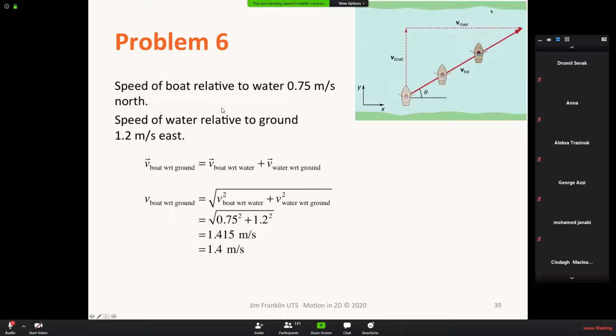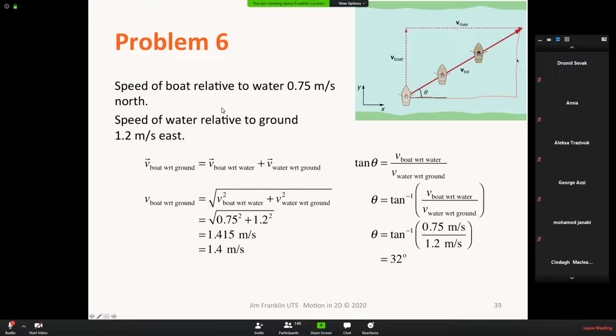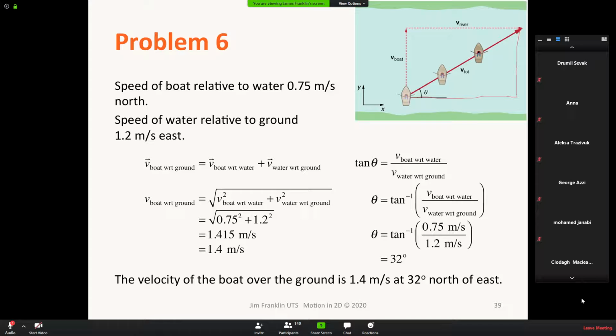We also need the angle, and that's easy to calculate. So that's this side of the triangle on that side of the triangle. And this side of the triangle is just the velocity of the boat with respect to the water, and that one was water over the ground. And so we just take the tangent: this side, which is 0.75 meters per second, over that one, which was 1.2. That'll be tan theta. So we take an inverse tangent and we end up with 32 degrees. So the velocity of the boat over the ground is 1.4 meters per second, and we have to specify the angle as well. It's going to be 32 degrees north of east, and we're done.